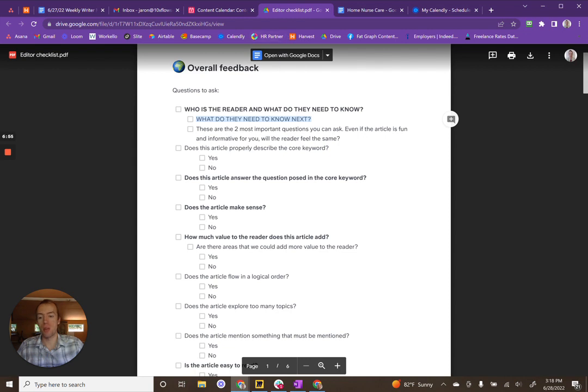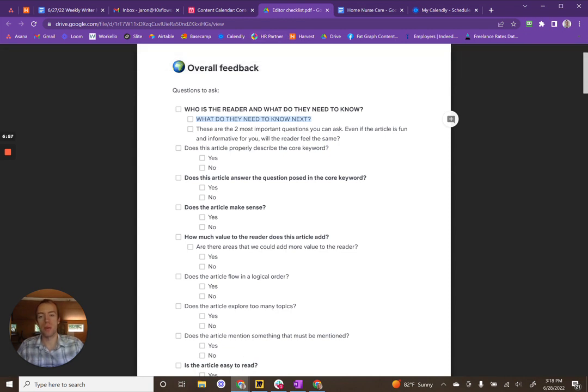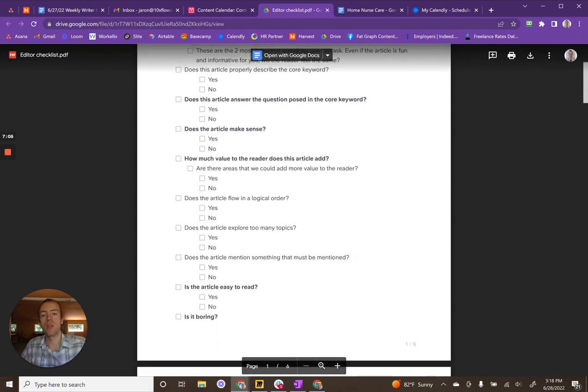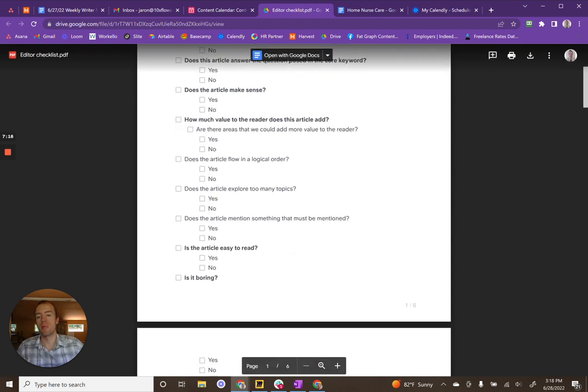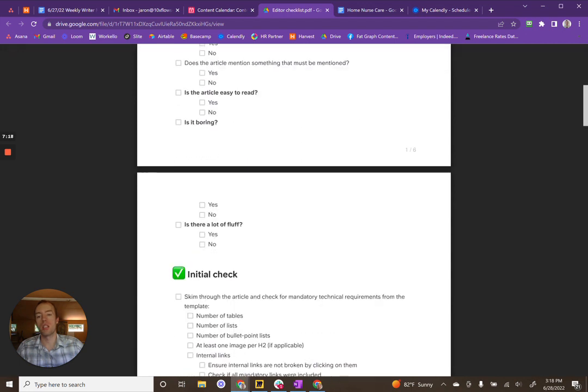And at this point, this is when I'm going to start reading through and really looking at the article. Does the article make sense? How much value to the reader does this article add? Does this article flow in a logical order? Does the article explore too many topics? Does the article mention something that must be mentioned? Does it mention all those things that we need to mention? Is it easy to read? Is it boring? Is there a lot of fluff?